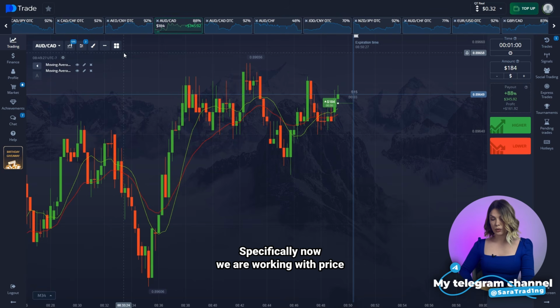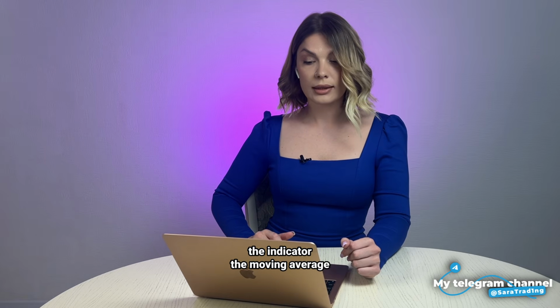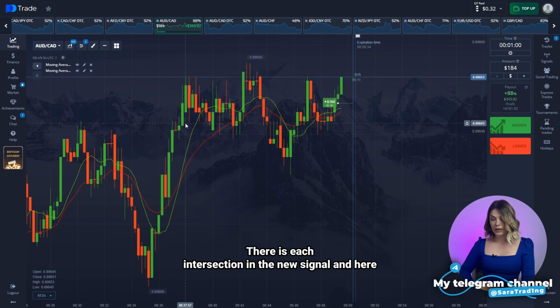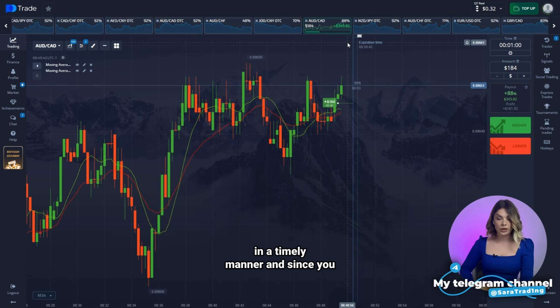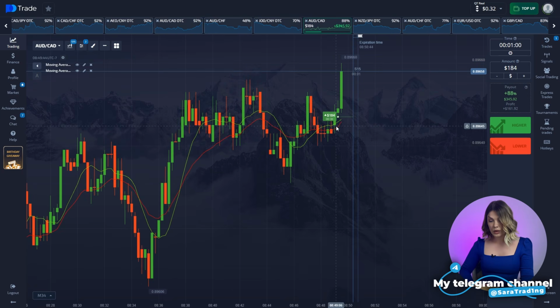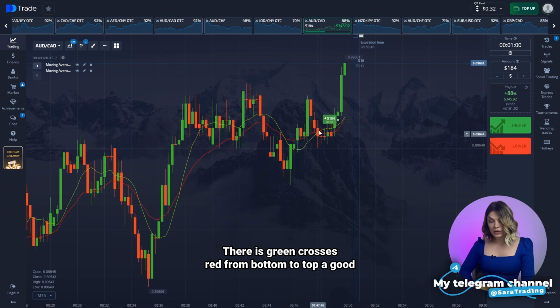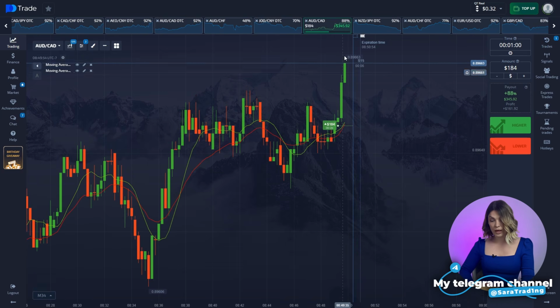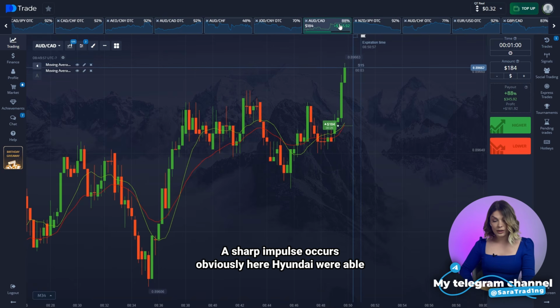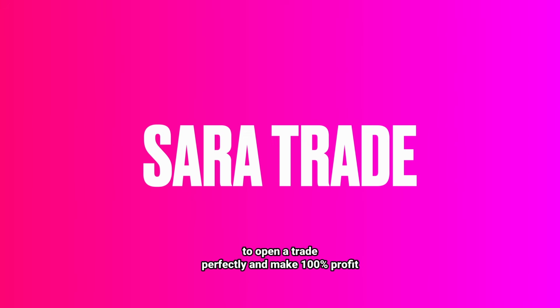Specifically, now we are working with intersections on the indicator, the moving average. That is, each intersection is a new signal, and here we just need to receive these signals in a timely manner and react to them in a timely manner. Since you see the signal was to buy, the last intersection was at this point. That is, green crosses red from bottom to top, a good price movement is formed, and then a position is opened. A sharp impulse occurs. Obviously, here we were able to open a trade perfectly and make 100% profit.